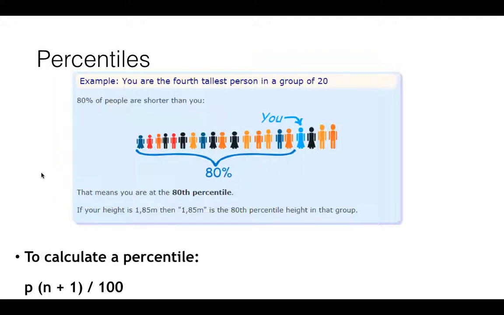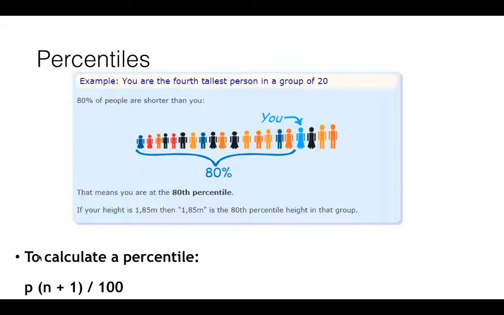They might also ask you questions about percentiles. So if you're the fourth tallest person in a group of 20, you are the fourth tallest person, so 80% of the people in that group are shorter than you. That means that you are at the 80th percentile. So your height, 1.85 metres in this case, is the 80th percentile.